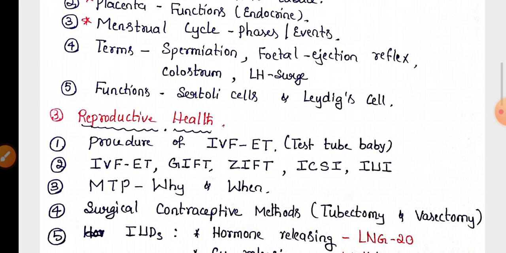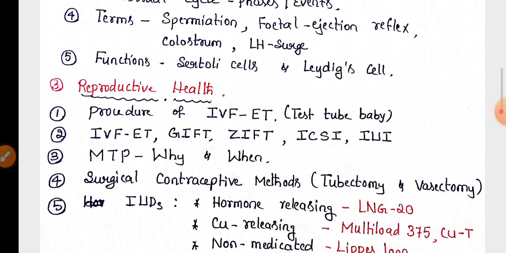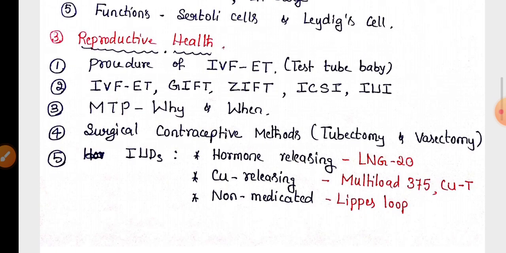Then other 1 mark terms like spermiation, fetal ejection reflex, colostrum and LH surge. For 2 marks, they may ask you the function of Sertoli cells and Leydig cells. Then 3rd chapter, reproductive health.